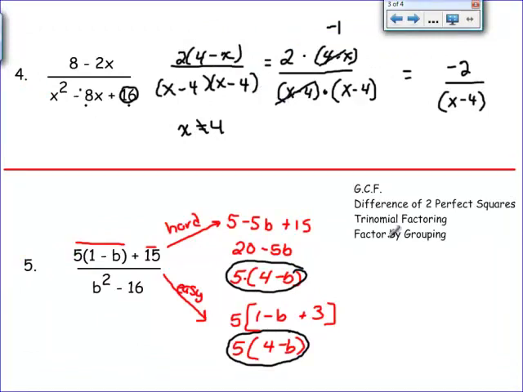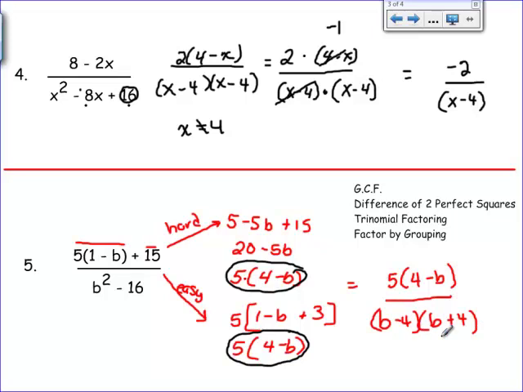So let's just kind of finish up this problem so we can get done with this video. We both ways figured out the top to be 5 times 4 minus b. And let's factor the bottom. That's a difference of two perfect squares. So that's b minus 4, b plus 4. I'm going to see, do I have any factors that are in common? All right, I have a factor of 5.